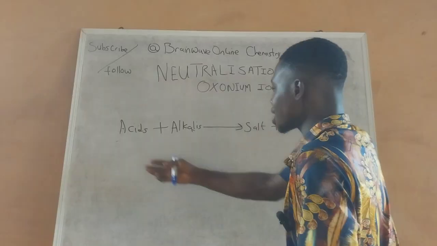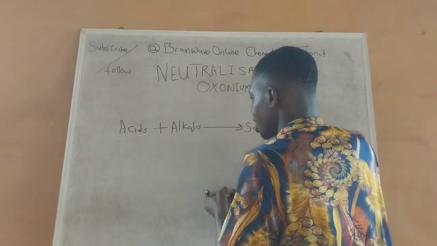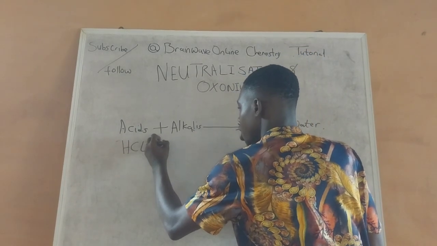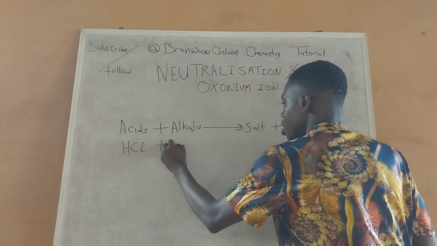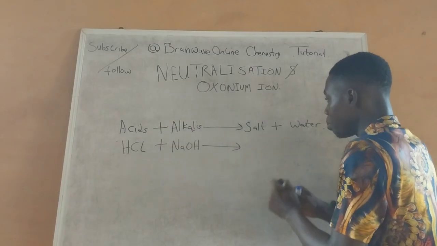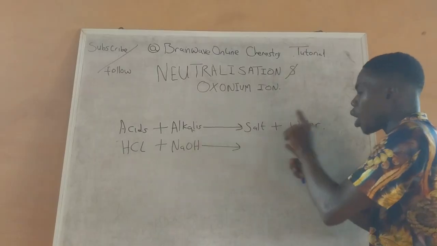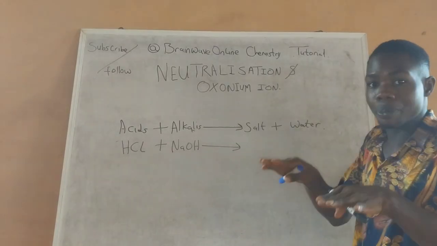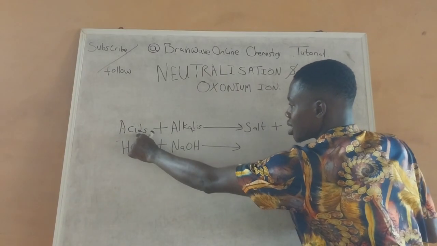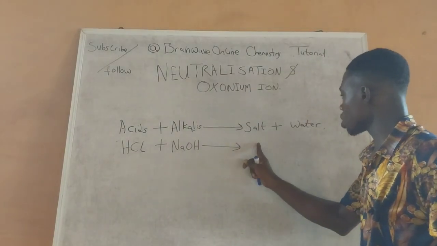Now let's take an equation to represent this and see if truly this is correct. Let's take an acid, for example hydrochloric acid, HCl, plus a strong alkali like sodium hydroxide, NaOH. Once they react together, please don't forget that the products formed in neutralization reaction are salt and water only. Salt and water only is the only product formed under neutralization reaction.